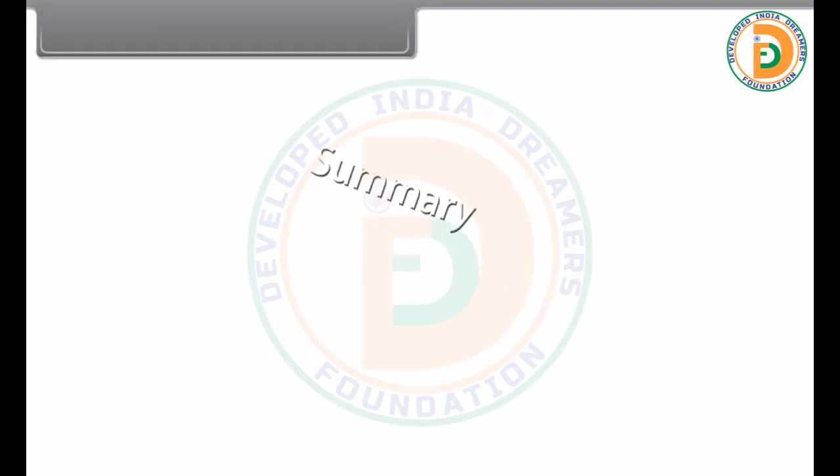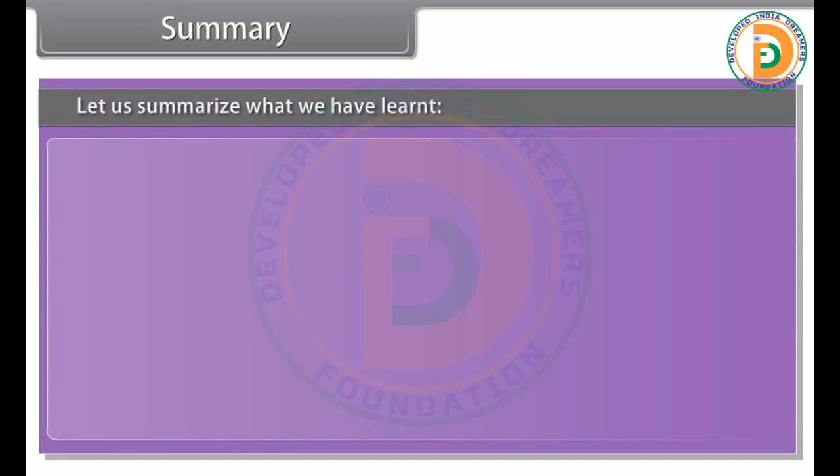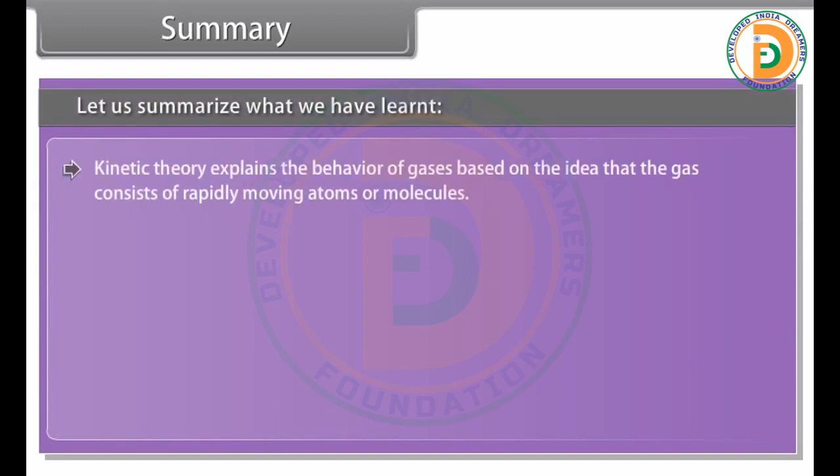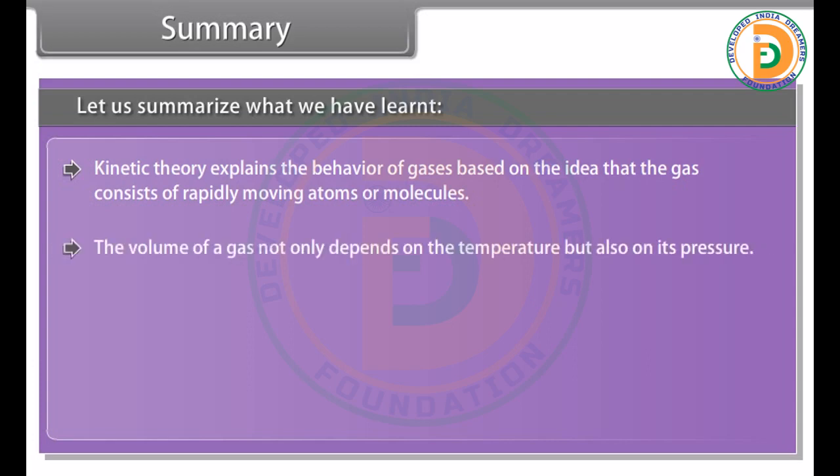Summary. Let us summarize what we have learned. Kinetic theory explains the behavior of gases based on the idea that the gas consists of rapidly moving atoms or molecules. The volume of a gas not only depends on the temperature but also on its pressure.